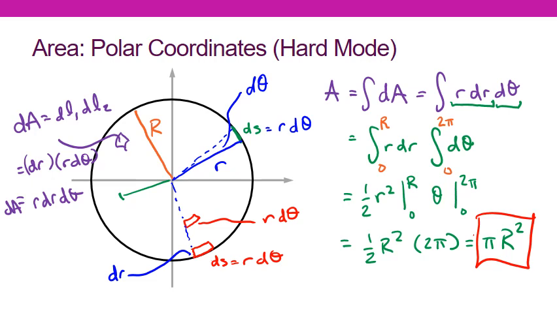So we found the area by cutting up our circle into little bits, trying to find out what the length of each side of those little bits were, respecting the geometry of the problem. And then multiplying those lengths together, we got our differential area, and just as before, we add up our areas to get the total.